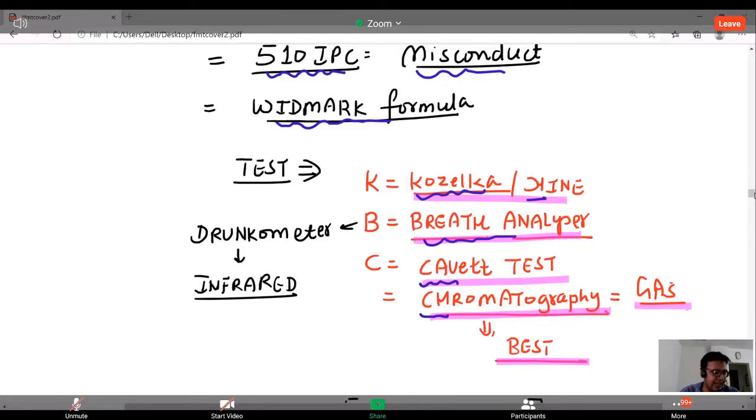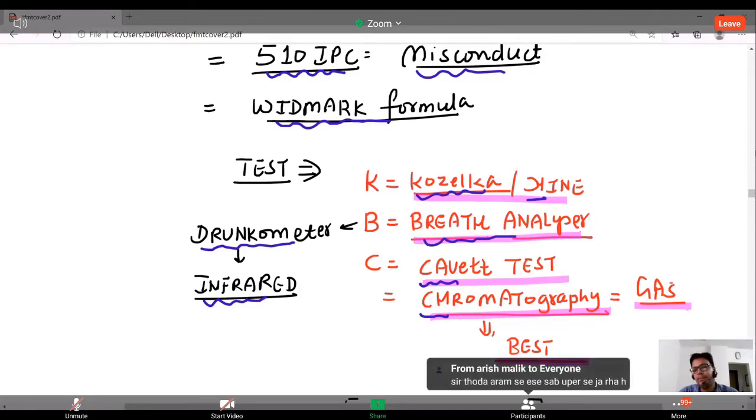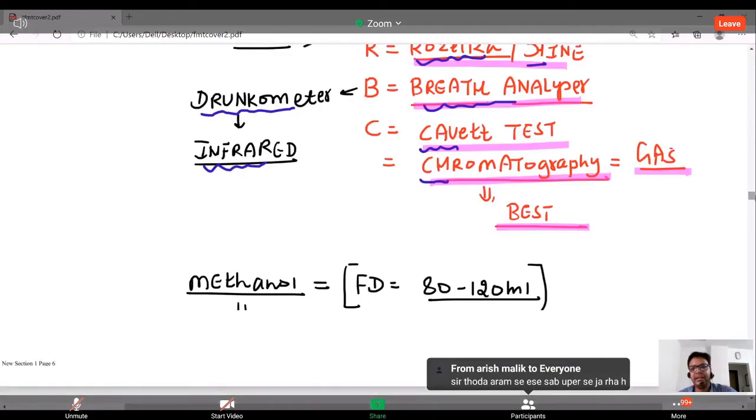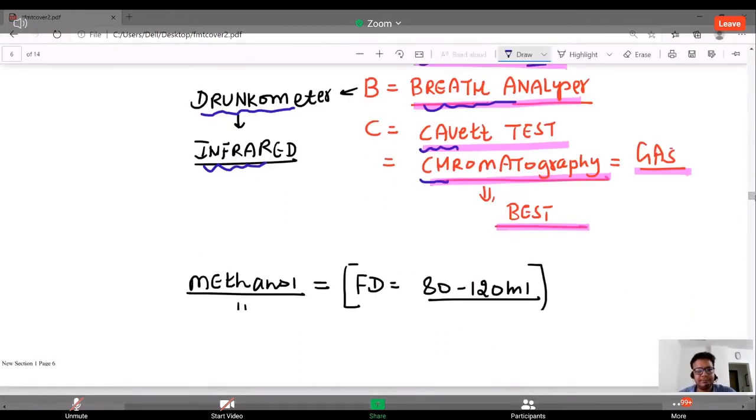K for Kozelka and Heine test. B for breath analyzer. Breath analyzer is also known as drunkometer. In this, we use an infrared test. Best test is chromatography.